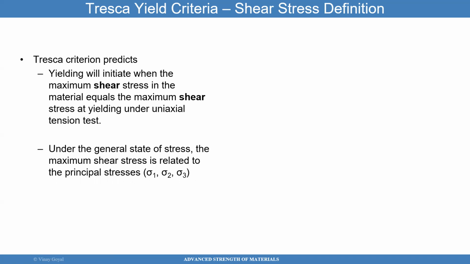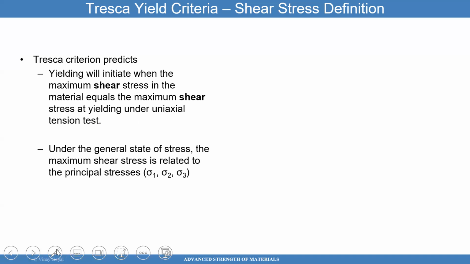The Tresca criterion predicts yielding. The yielding will be initiated when the maximum shear stress in the material equals the maximum shear stress at yielding under uniaxial tension test. Let me repeat one more time because there's a lot of wording here, but the idea is that yielding will initiate when the maximum shear stress in the material equals the maximum shear stress at yielding under uniaxial tension test.